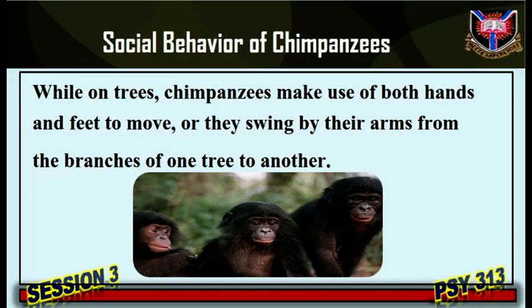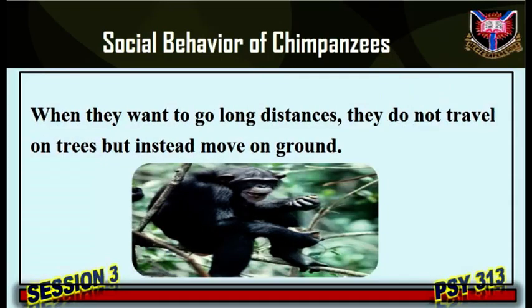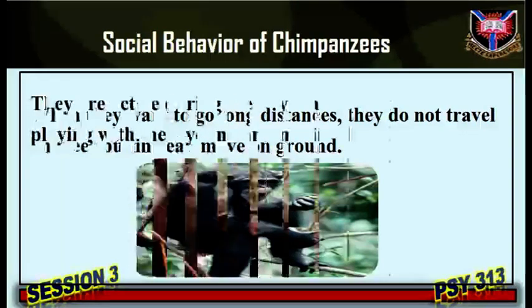Chimpanzees. Chimpanzees spend considerable time both in trees and on the ground. While on trees, chimpanzees make use of both hands and feet to move, or they swing by their arms from the branches of one tree to the branches of another. When chimpanzees want to go long distances, they do not travel on trees but instead move on ground. Chimpanzees can walk upright, but they more often lean on knuckles of their hands and walk on all fours.